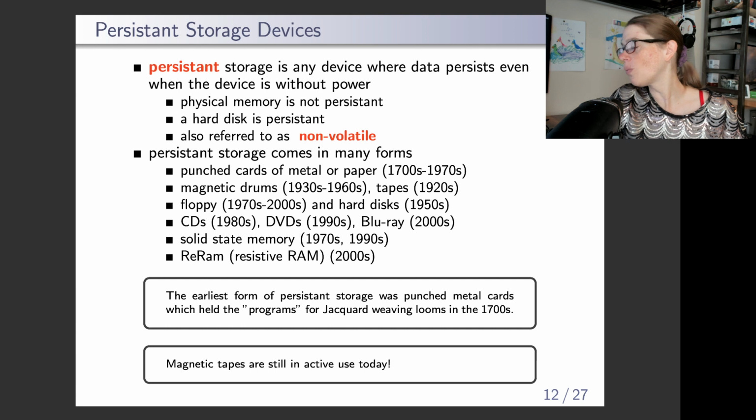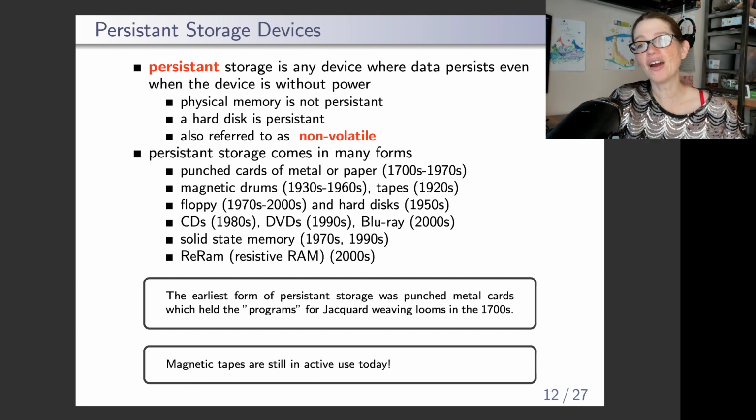Now you might be wondering, why are we still using magnetic tapes in 2020? You know, aside from the fact that this year has been some kind of insane thing. Well, there is actually a really good reason that's not related to the pandemic why we are still using magnetic tape.